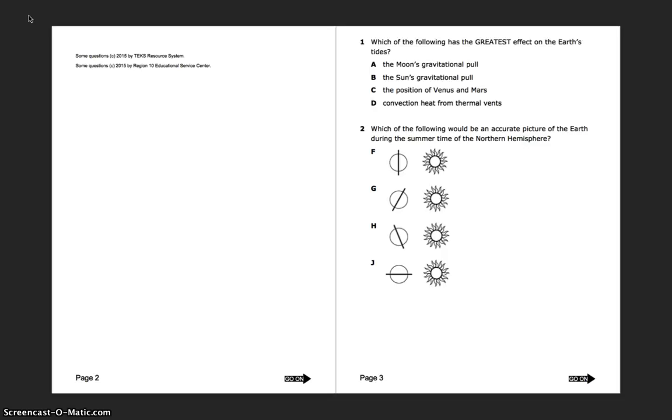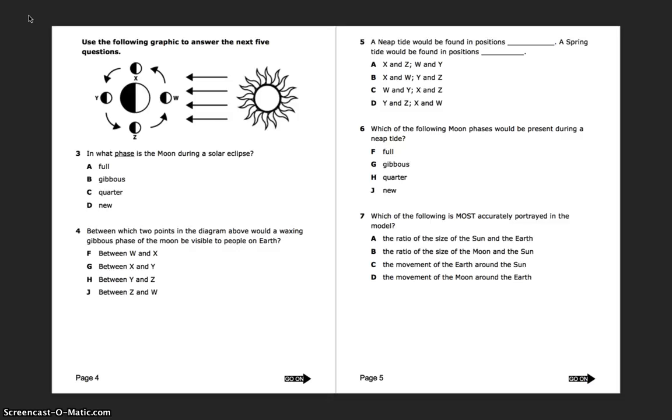Number 2. Which of the following would be an accurate picture of the Earth during the summertime of the Northern Hemisphere? Use the following graphic to answer the next 5 questions. Number 3. In what phase is the moon during a solar eclipse? A. Full. B. Gibbous. C. Quarter. D. New.